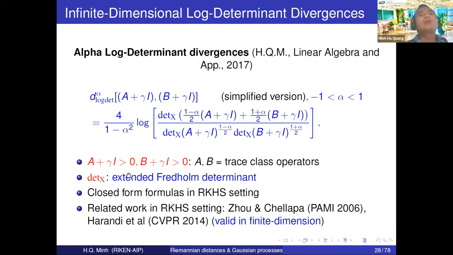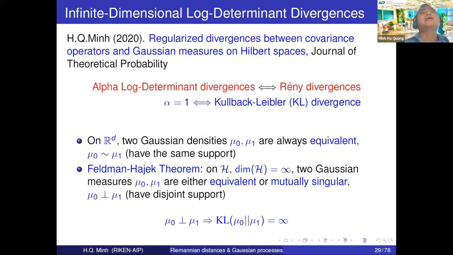And so if we do this, then we can also have closed form formulas in the infinite dimensional setting. And there is also related work in the finite dimensional setting in machine learning and computer vision, where some people have done work using these kinds of divergences. So does it make any sense to do this, because we have all this extended trace and so on? Does it make any sense?